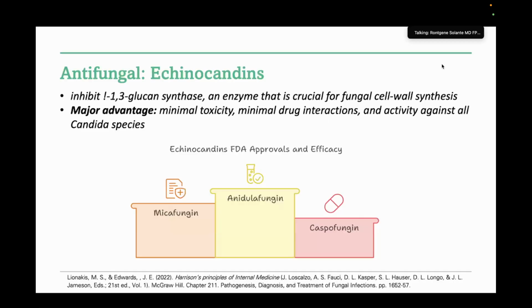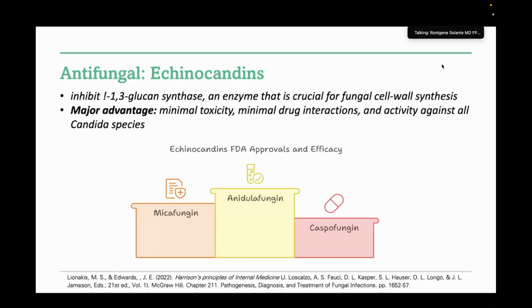Now, the other big group of your antifungal agents is your echinocandins. Okay, so first we have amphotericin B, then we have your azoles, and then now we have your echinocandins. Now, your echinocandins specifically inhibit 1,3-glucan synthase, an enzyme that is crucial for fungal cell wall synthesis. What is its advantage over the other previous antifungal agents that I have mentioned?